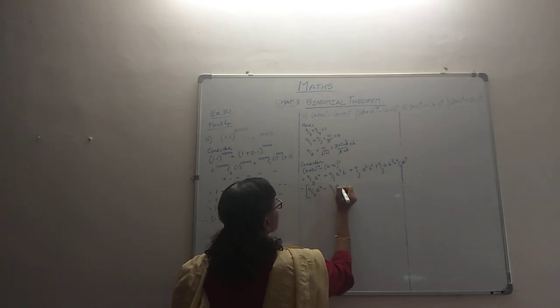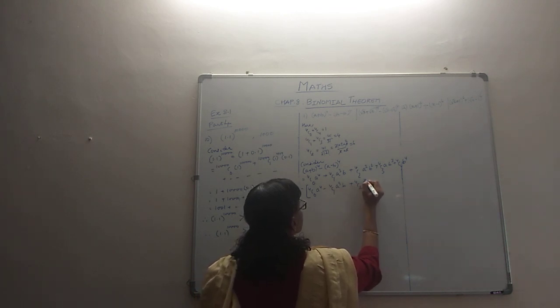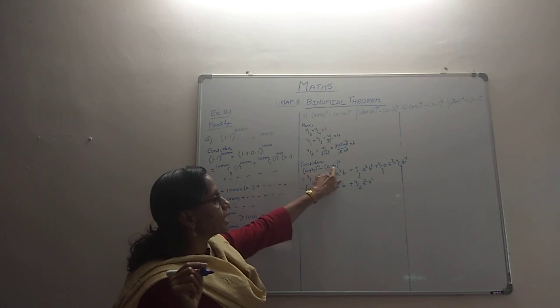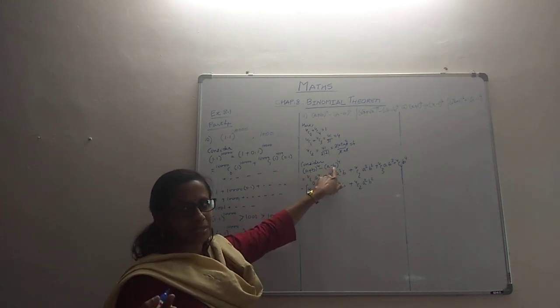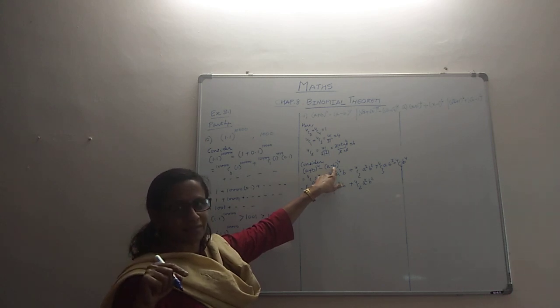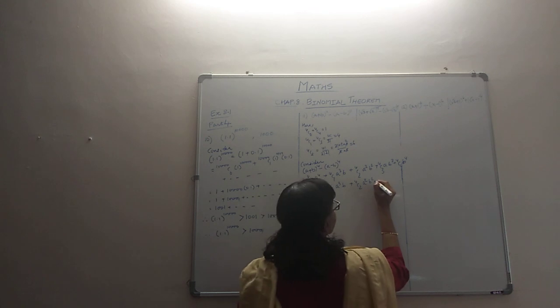4C1 a cube b. Next term is positive, 4C2 a squared b squared. Now, why that negative is coming is because b can be written as plus minus b, and whenever this b will take odd powers, it will also give a negative sign. We have seen it in early expansion problems. That's why these alternate terms are becoming negative.